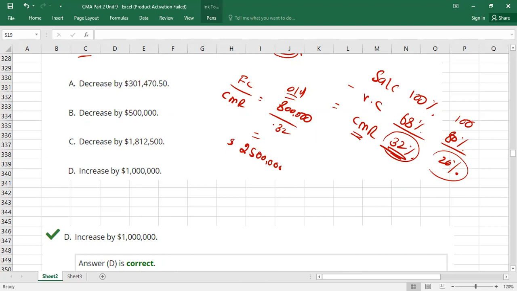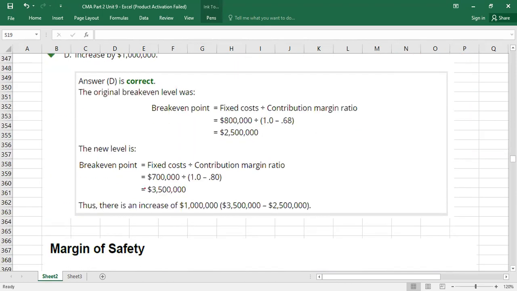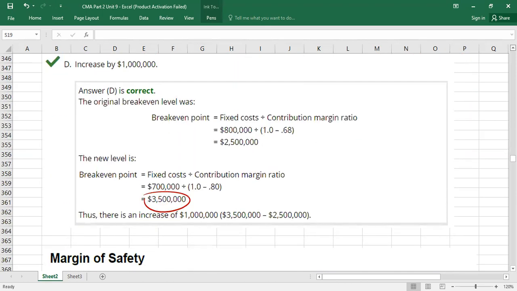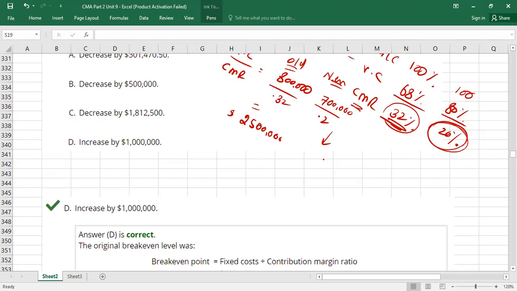Now I can calculate the new also. How can I calculate the new? I'll take the new fixed cost. The new fixed cost is going to be 700,000, given in the question. The new contribution margin ratio is 20%, so 0.2. If I divide, what answer will I get? I'll get 3.5 million. Okay, 3.5 million.